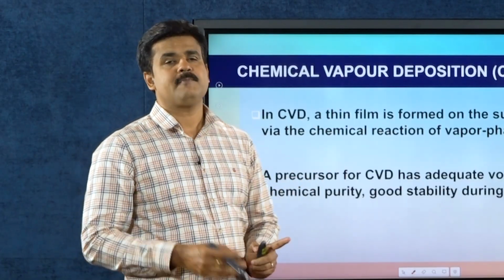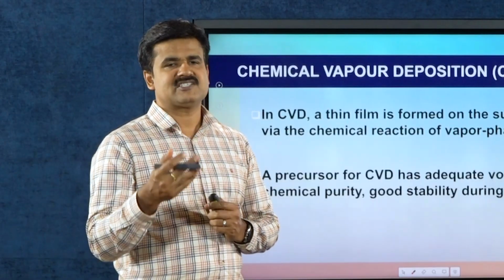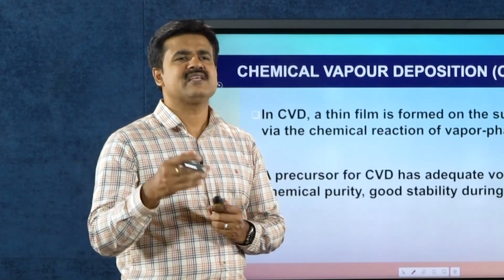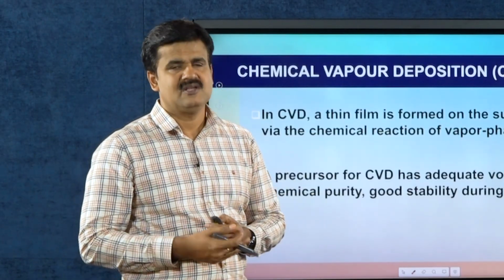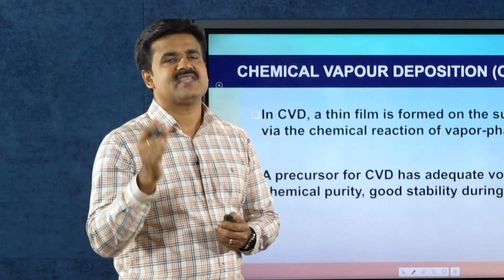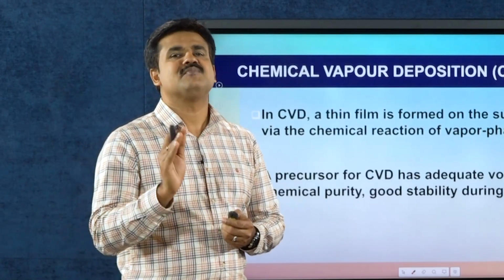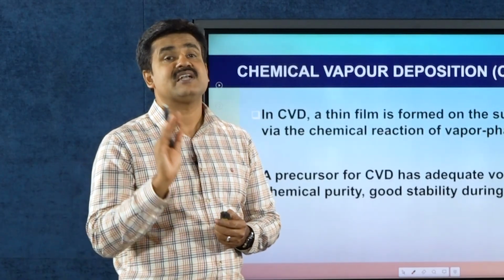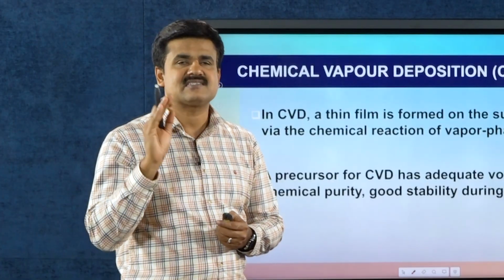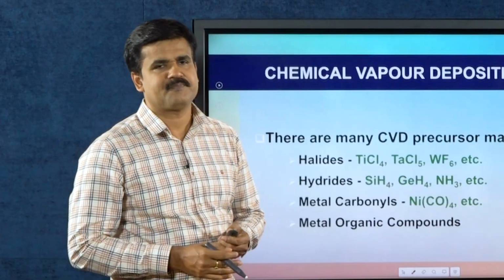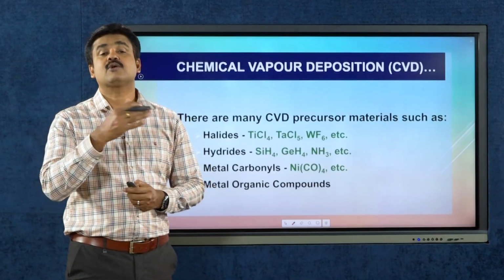And one more condition: this volatile substance must be stable also during evaporation. In certain cases, during the vaporization of some substances, they may undergo some chemical changes also. So, whenever you are selecting a precursor for CVD, it must be adequately volatile, and it must be stable also. These two conditions are to be ensured prior to the selection of the precursor salt material for the CVD process. Now, here there is a list of CVD precursors which are commonly used.